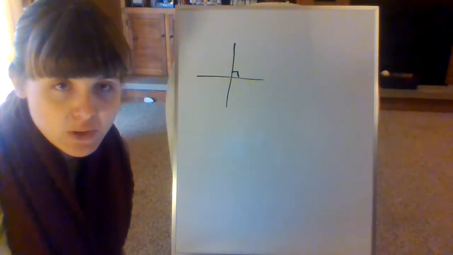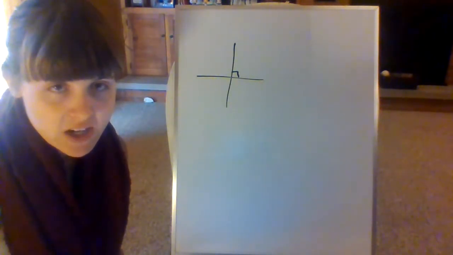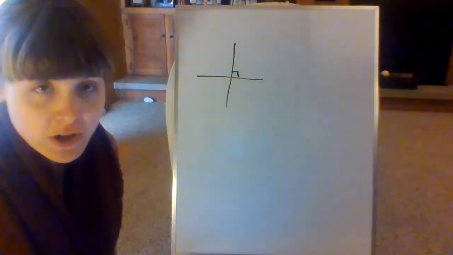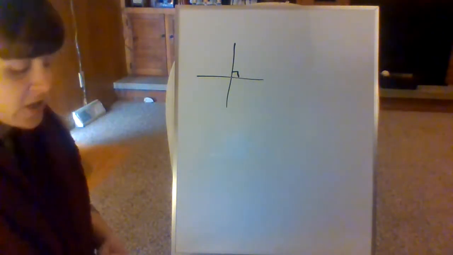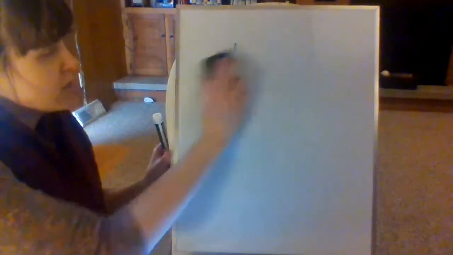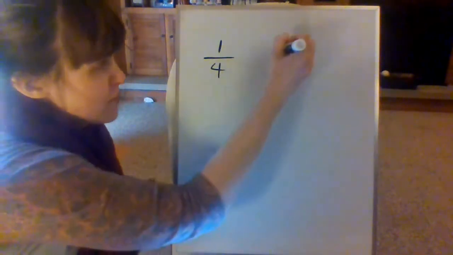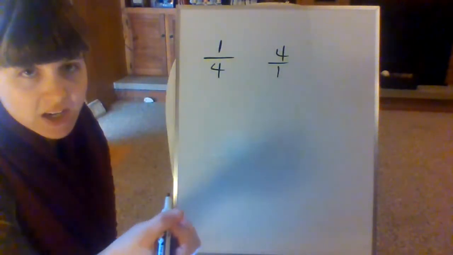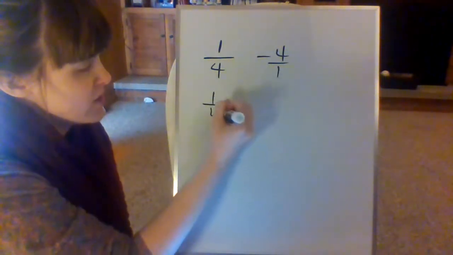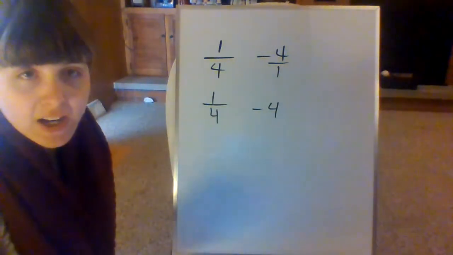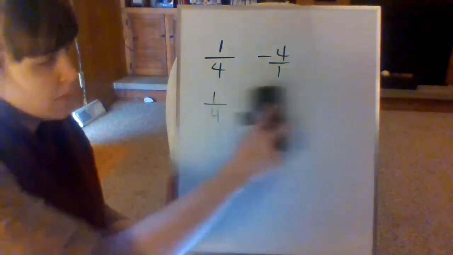So negative reciprocal means that you take the given slope, you flip it over, and you change the sign. An example I gave you on your notes before we do the actual examples is 1/4 and -4. So I'm going to show you that. 1/4, if you flipped it over, it would become 4/1. And if you change the sign, instead of positive, it would become negative. So 1/4 and -4 are negative reciprocals. So you flip the slope and change the sign. Okay?